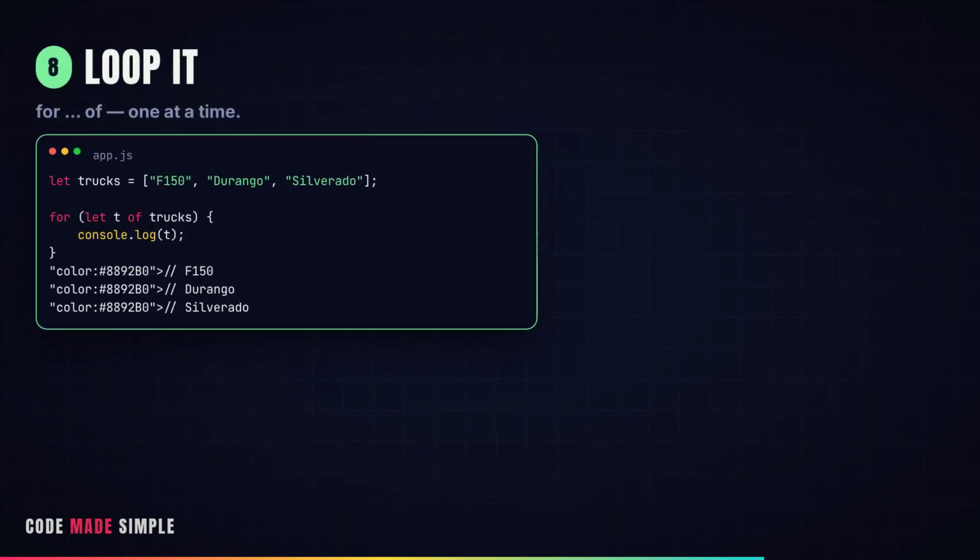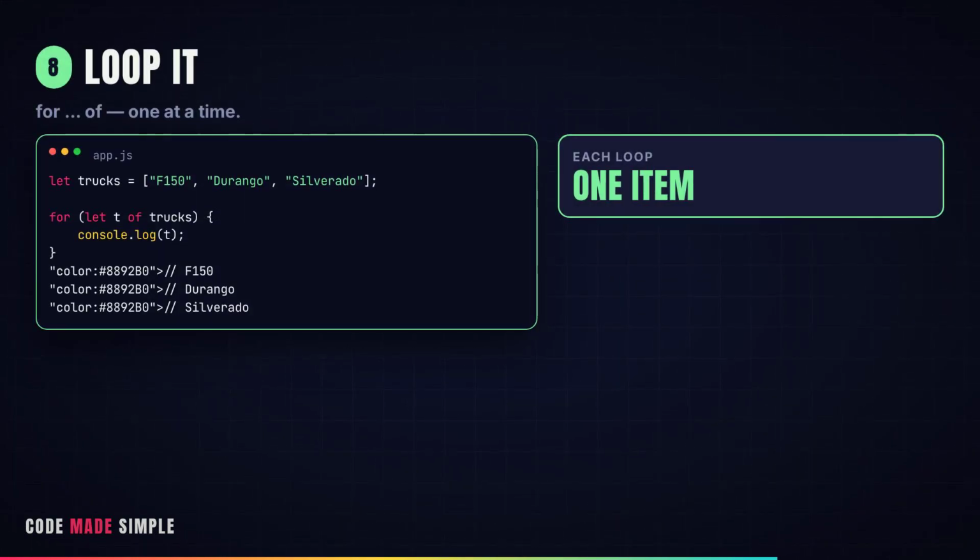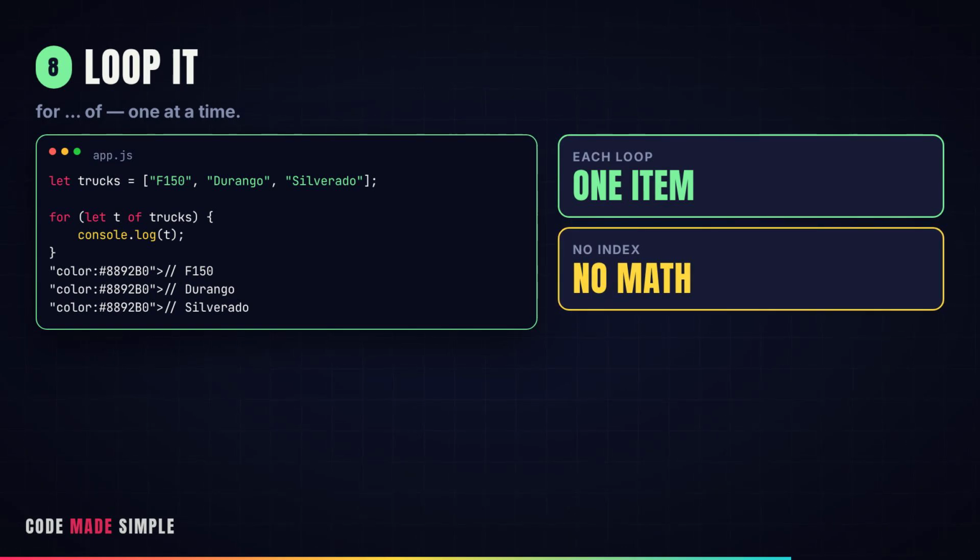Looping. for...of. Same move you learned with node lists. Each pass, the variable holds 1 element. No index math. No length check. Just clean, readable code that walks the whole array.